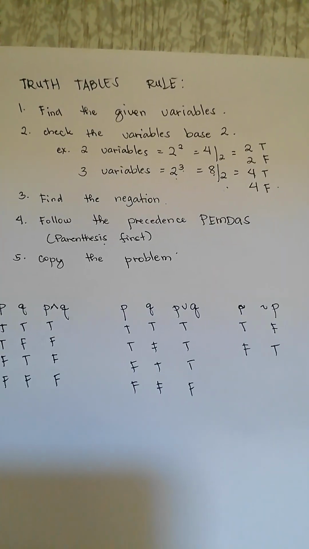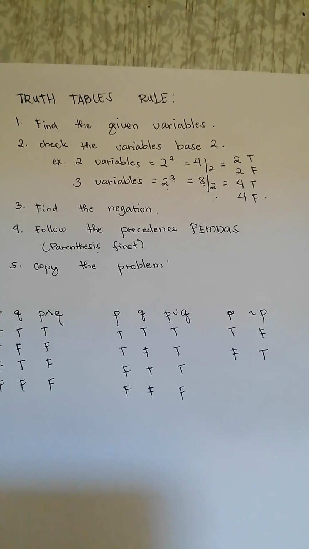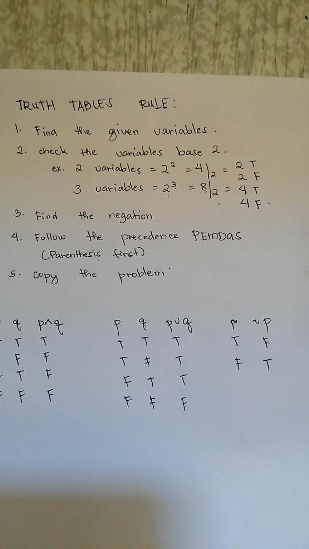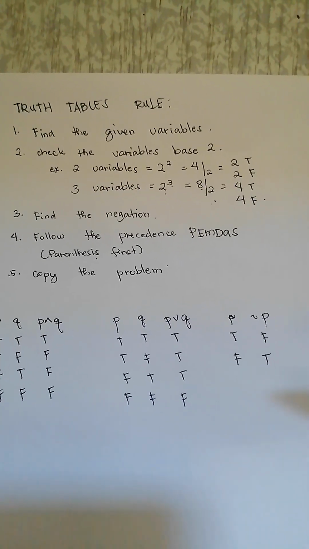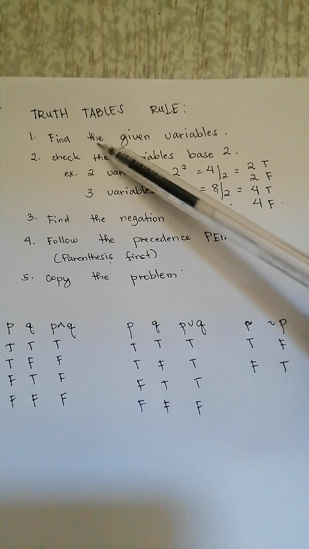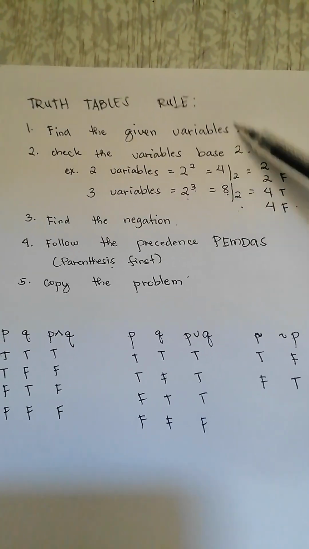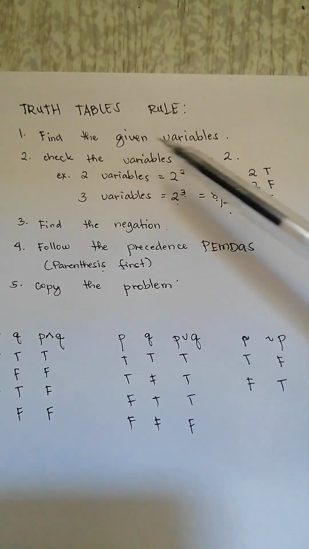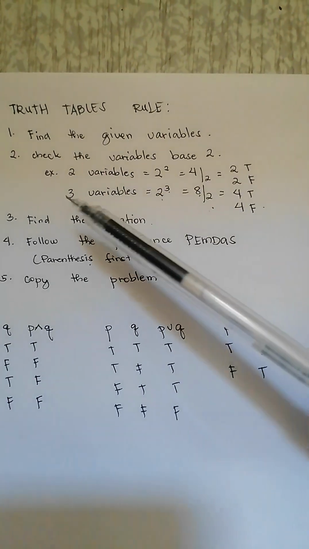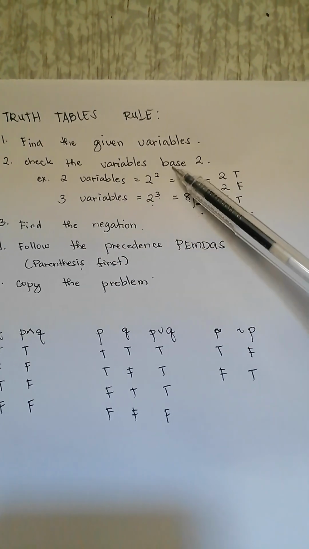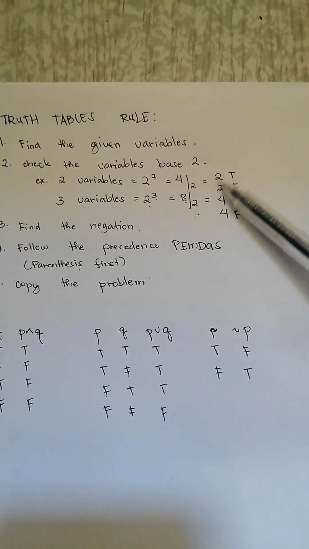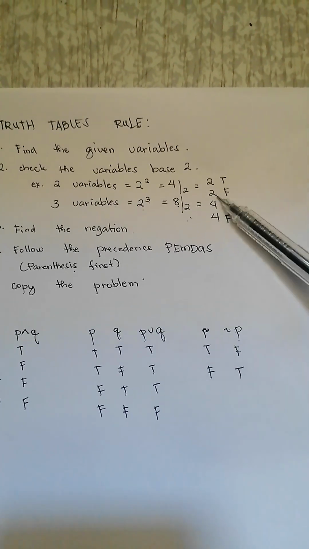Good day, class. Today I will be discussing the truth tables rule. Okay, so we have a rule. If we're going to solve a truth table, rule number 1, we need to find the given variables. Number 2, we need to check the variables based on 2. So if we have two variables, based on 2 raised to 2 is equal to 4 divided by 2, then we will be having 2 true and 2 false.